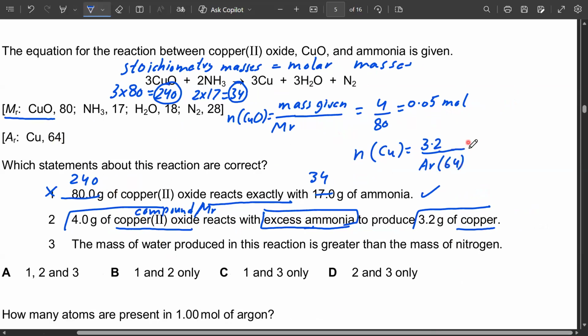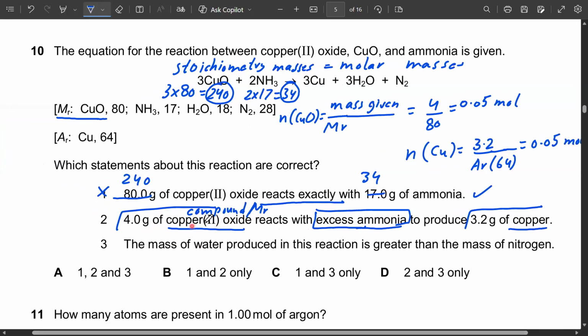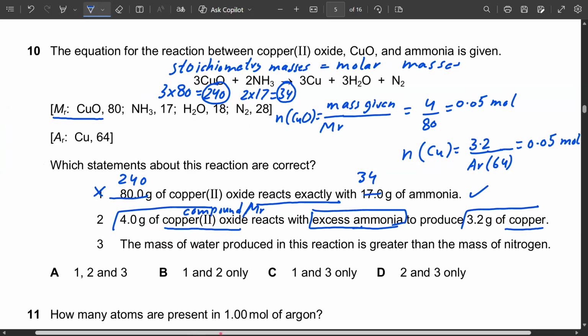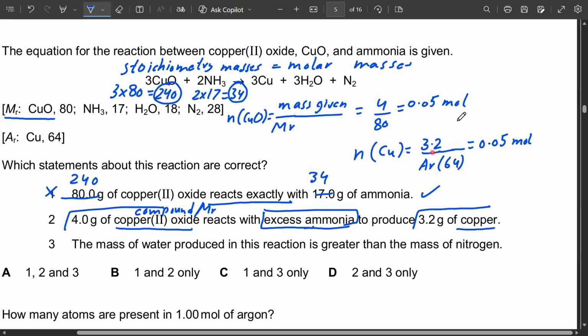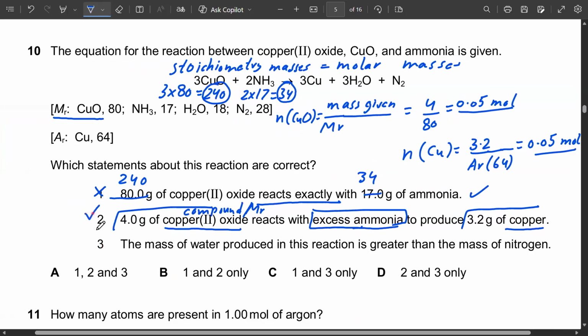So when you do the calculation, you get 0.05 mole again. So the mass of both the copper oxide and copper have been converted into their moles, by which we can clearly say that they have exactly the same amount of moles reacted with each other. We did not include ammonia because it was in excess. So the second statement is correct.